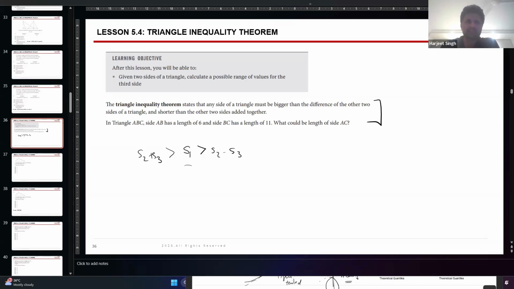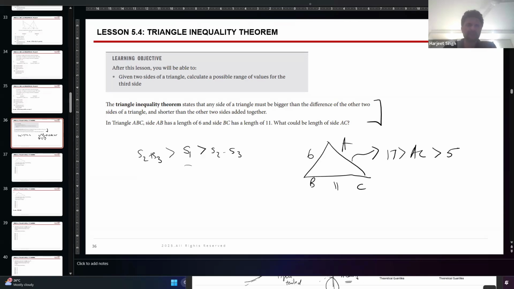For instance, in triangle ABC, if AB is 6 and BC is 11, what could be the length of AC? So can I say AC will be at least greater than the difference, which is 5, and will be less than the sum, which is 17, of the other two sides.